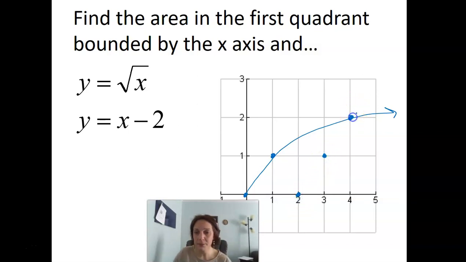Hey, look at me, I found the intersection point. Boop, boop. That's supposed to be a straight line. Okay, and the x-axis, right? So hopefully you see this.